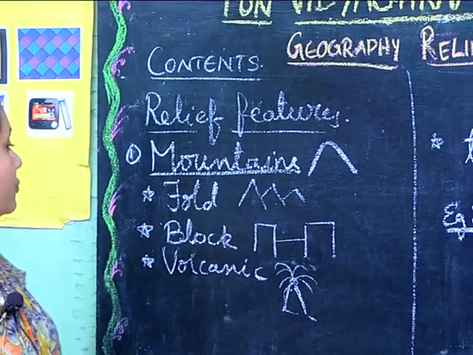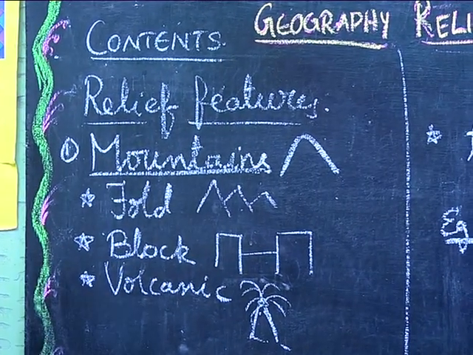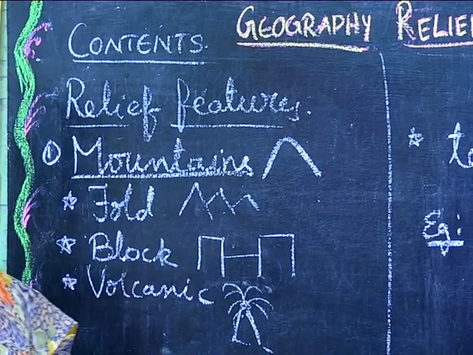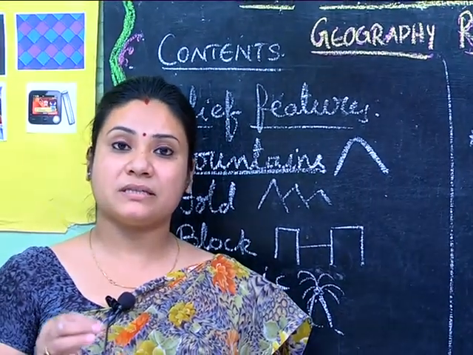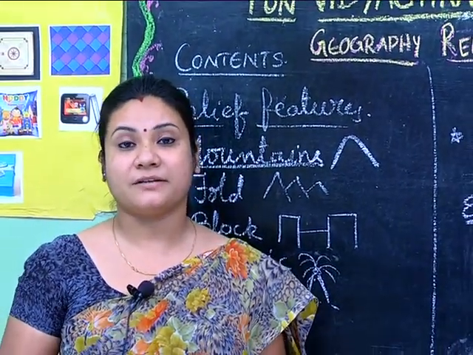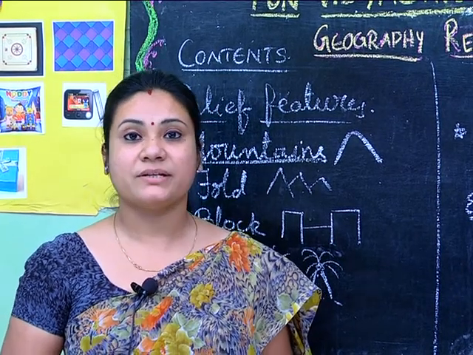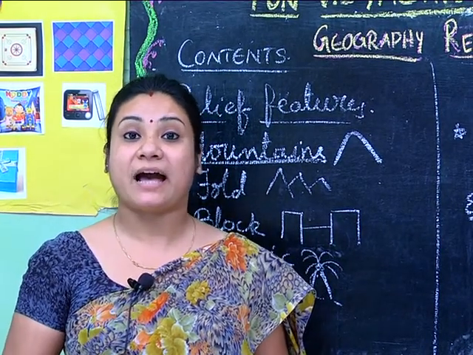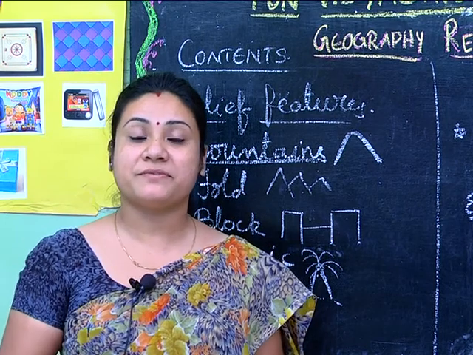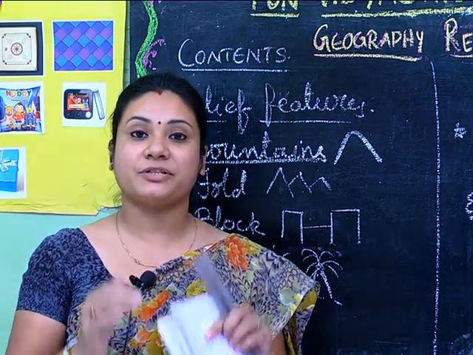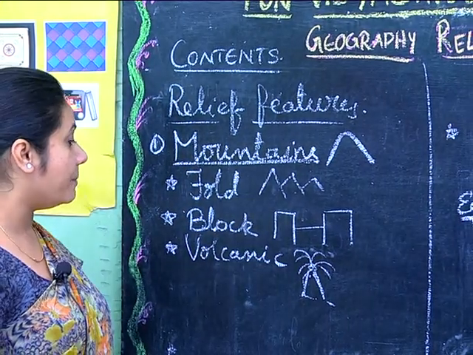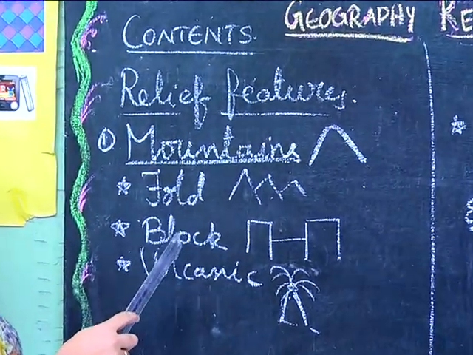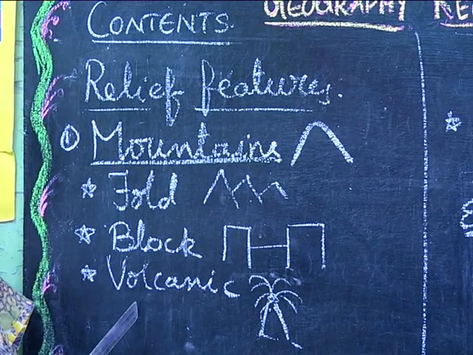Coming back to the mountains, the first question is, what are mountains? We can say that mountains are the most distinguishable feature on the earth's surface. Why is it so? Because of their steep slopes and high peaks. So the structures of the mountains are very visible to everybody. These mountains are of three types. Mainly, they are the fold mountains, the block mountains and the volcanic mountains.